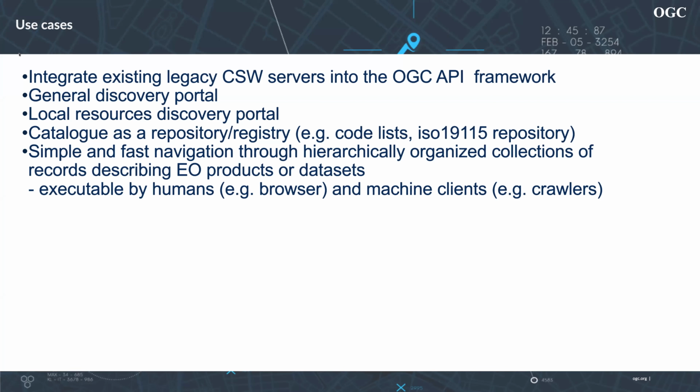Preferably, this last one is executable by humans, i.e. using their browser, they can crawl through the catalog, and by machines using crawlers. So a machine can basically find where the root of your catalog is and then crawl it to harvest it or to search it. So the building blocks.